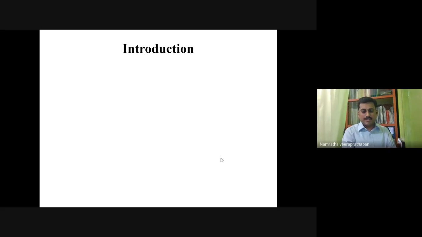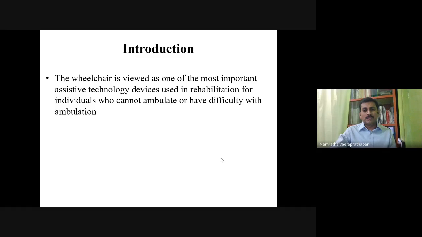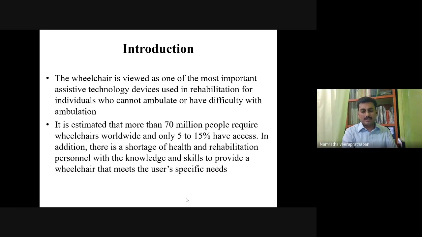Okay. Let's start with the introduction. The wheelchair is viewed as one of the most important assistive technology devices used in rehabilitation for individuals who cannot ambulate or have difficulty in ambulation. The WHO recently reported statistics that 70 million people around the world need wheelchairs, but only 5 to 3% have access to it. The numbers are huge. The difference is also huge.